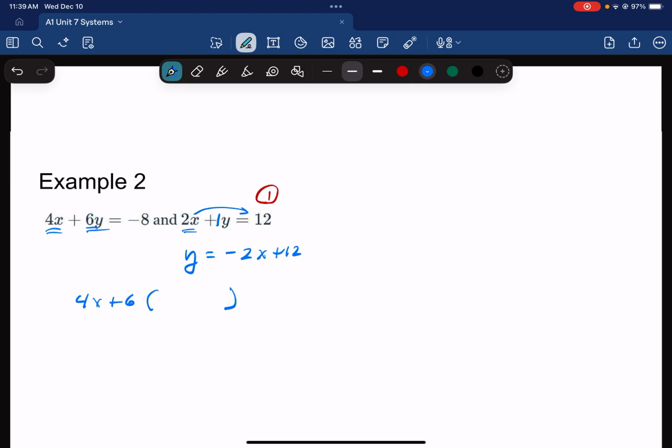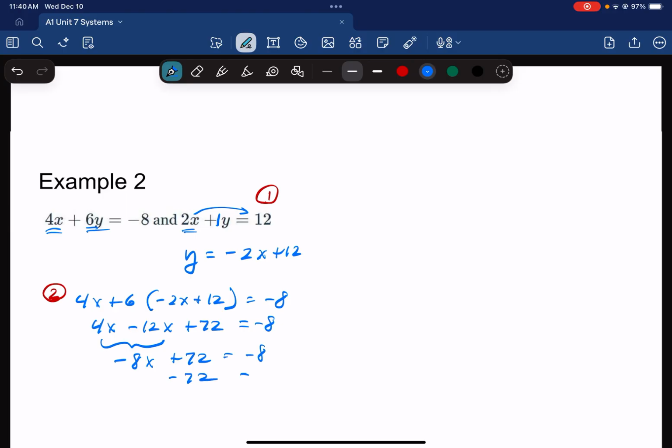and in place of the y, I'm going to put my big set of parentheses there, right? This is step 2 now, the substitution part. And in place of the y, I'm putting negative 2x plus 12. And then step 3 is to solve. I combine those. And I subtract 72. And I divide by negative 8. And I get 10. So I just solved.